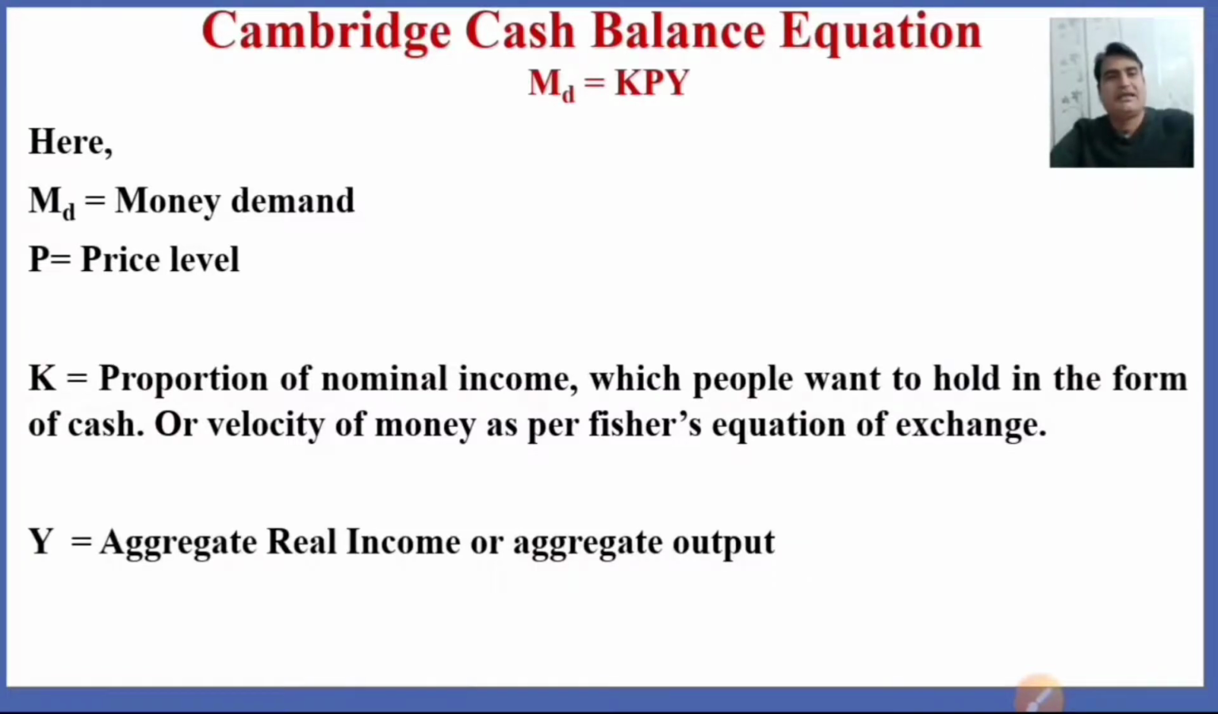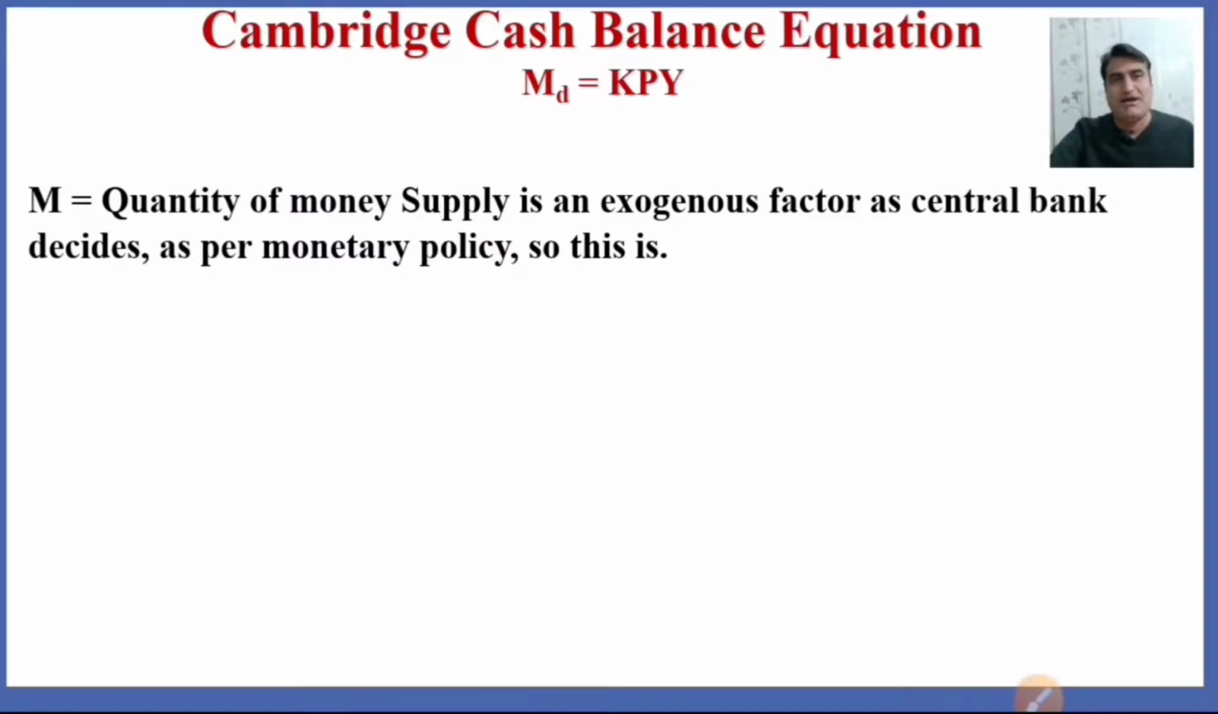Y is the aggregate real income or aggregate output. PY is the nominal national income. Money demand is equal to KPY. M here is the quantity of money supply, which is an exogenous factor, as the central bank decides as per the monetary policy. So M is the money supply that is given.